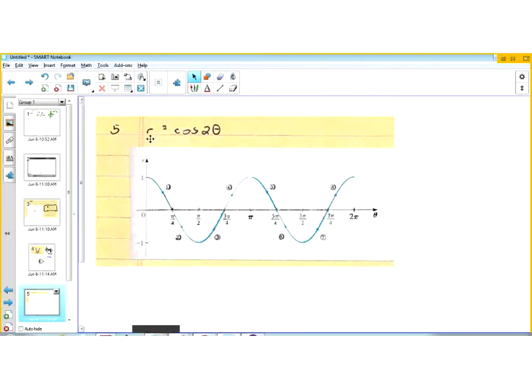Again, the procedure is we have to sketch r equals cosine 2 theta on an interval from 0 to 2 pi. You should recognize that cosine 2 theta has a period of pi. How do we know that? Remember from the chapter 2 lecture notes, the period of this graph would be 2 pi over 2, which is pi. But we have to sketch 2 periods because we're required to sketch the graph from 0 to 2 pi.